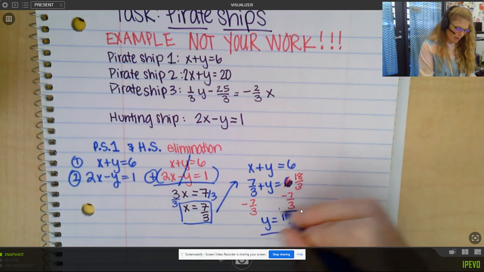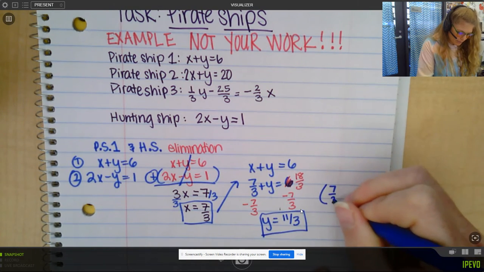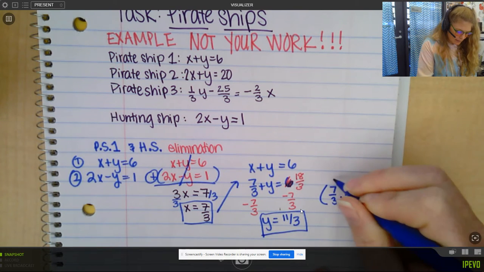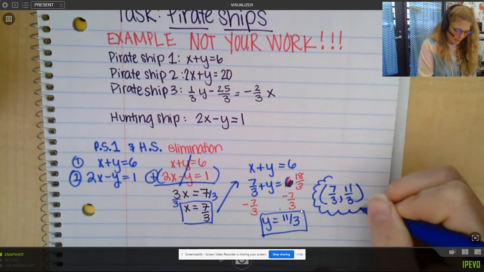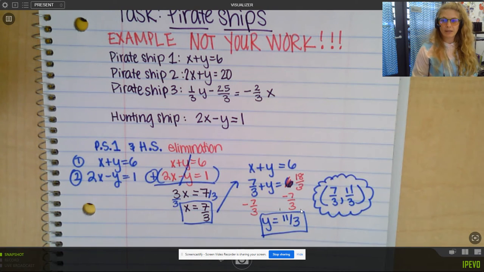Oh, don't forget, write your answer as an ordered pair and give it some flair. Obviously, this is going to be a pretty tricky point to just graph, but that's okay. Most of yours will come out nice. There might be one that doesn't.